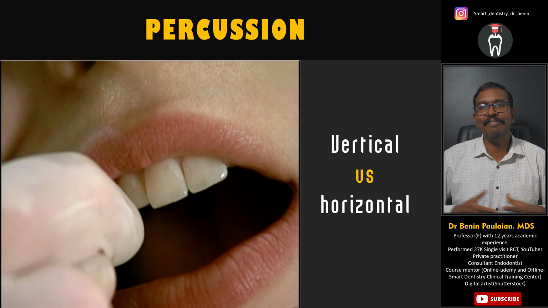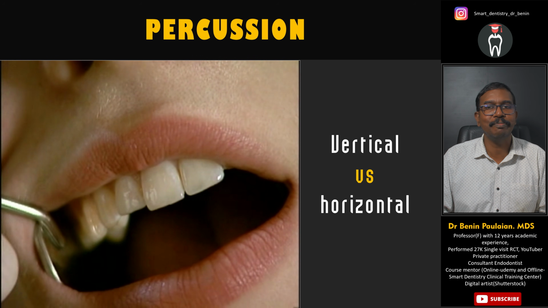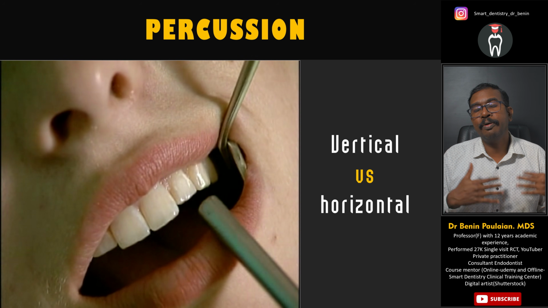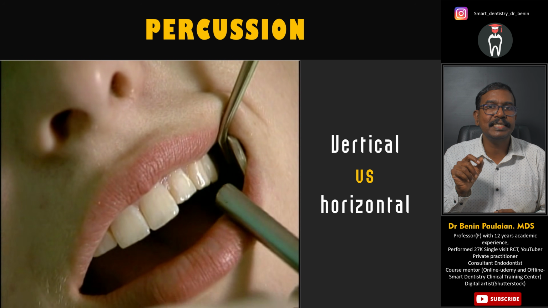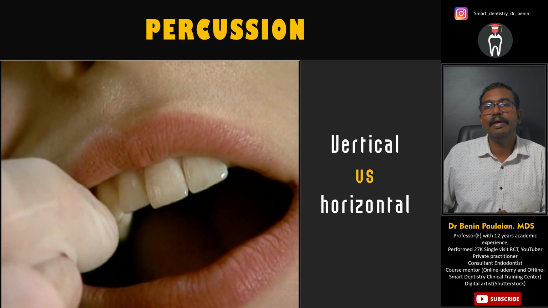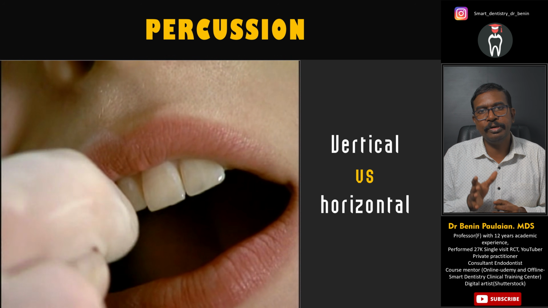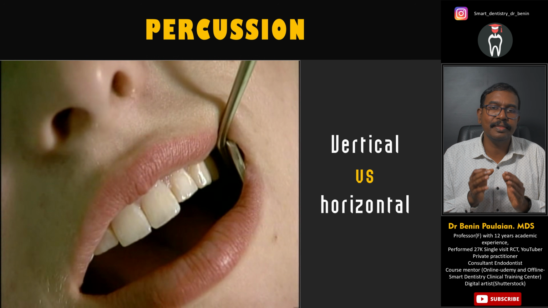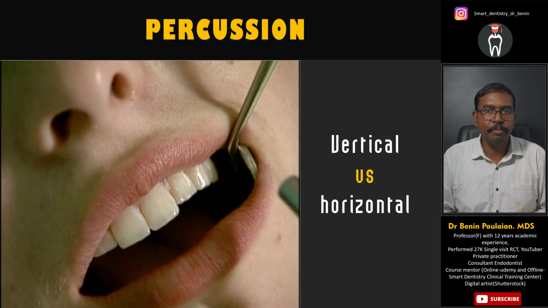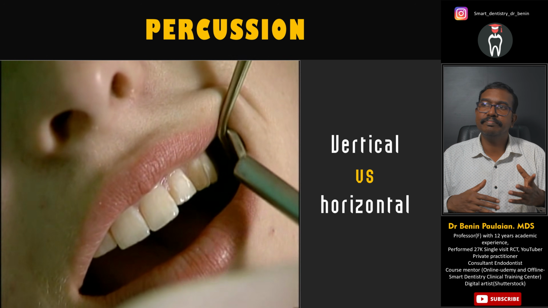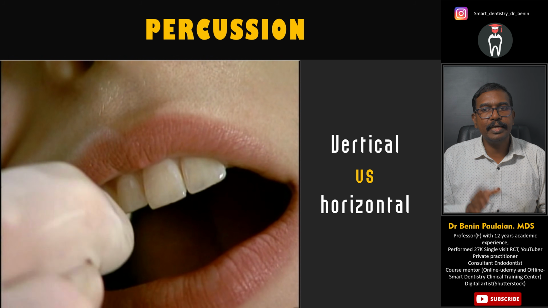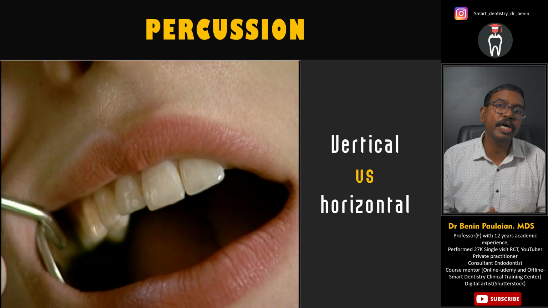Next is something we always do. First we tell the patient to open the mouth, we percuss and say that this tooth is the problem. Sometimes the tooth can be very painful, so we should always tap with a fingertip first, and if you find that the tooth is non-painful, then go for tapping with the mouth mirror handle. If the patient complains of pain with the fingertip, there is no need to tap with the mouth mirror handle and make the patient suffer more pain. Next is vertical percussion compared to horizontal percussion.